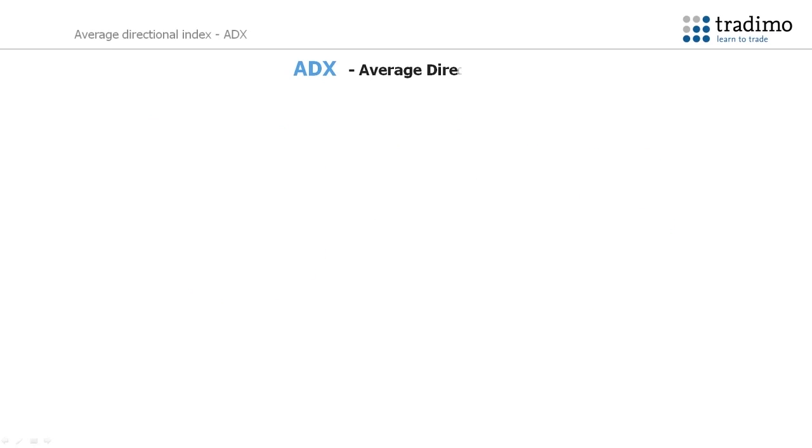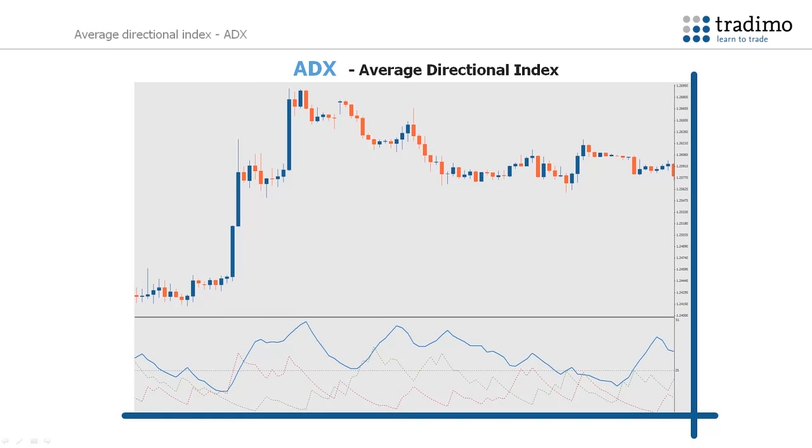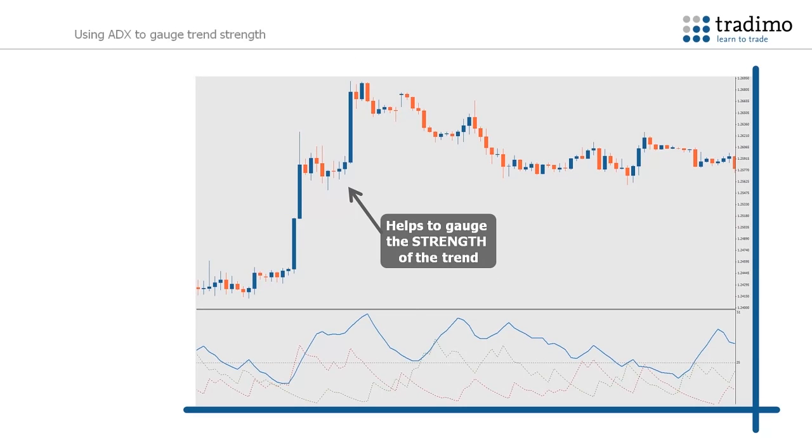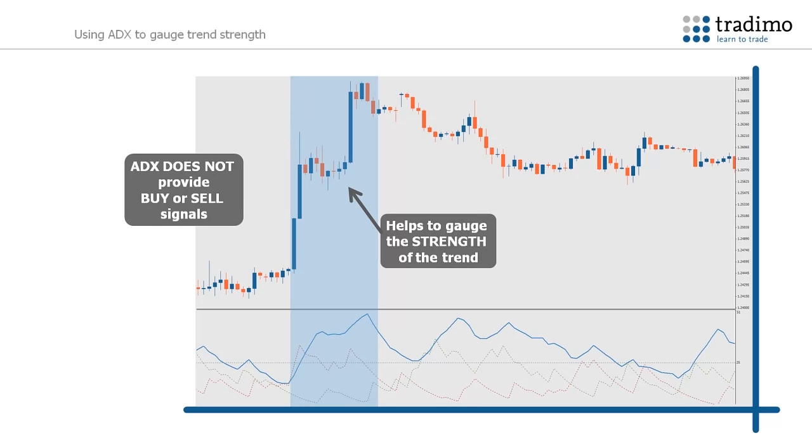The average directional index, or ADX, is used to determine how strong a trend is. It provides the trader with a reading ranging from 0 to 50. The higher the reading, the stronger the trend. Conversely, the lower the reading, the weaker the trend. The ADX is very useful in helping you gauge the strength of the trend. This is beneficial if you are a trend trader and are looking for strong trends which can offer high probability trades. It is important to note that the ADX does not provide buy or sell signals.